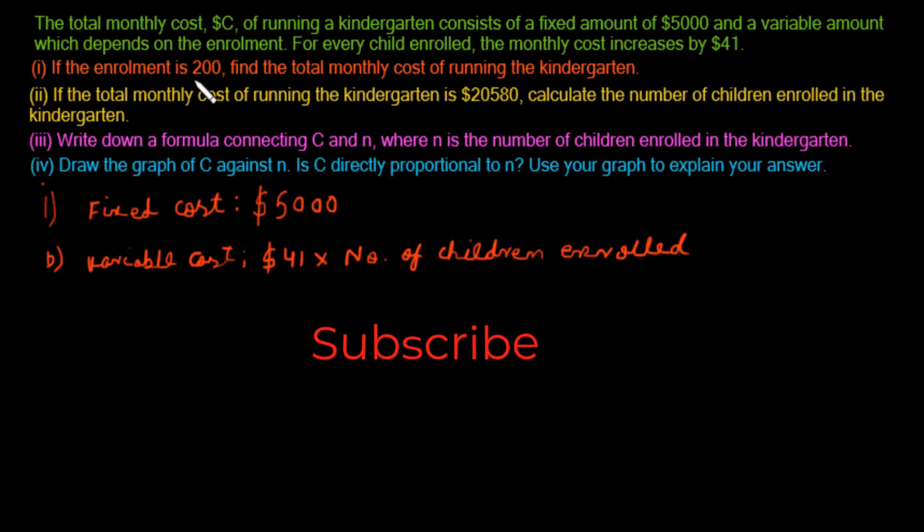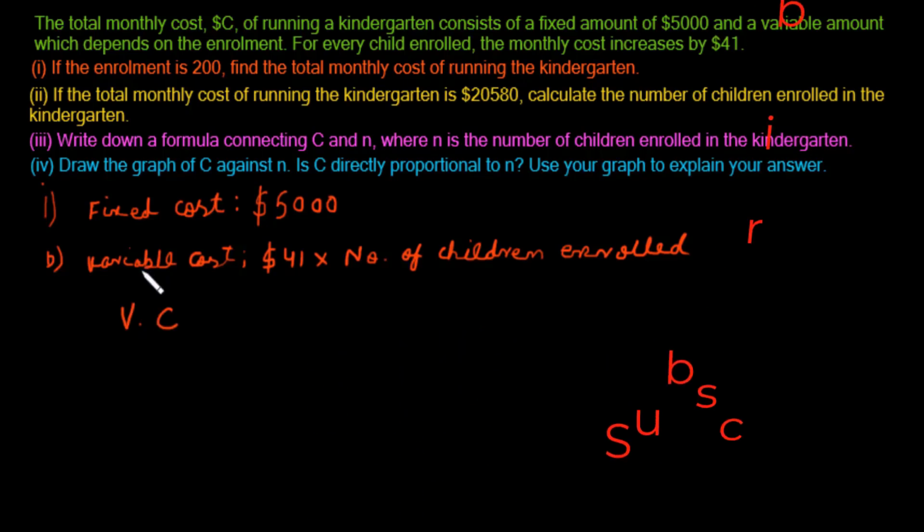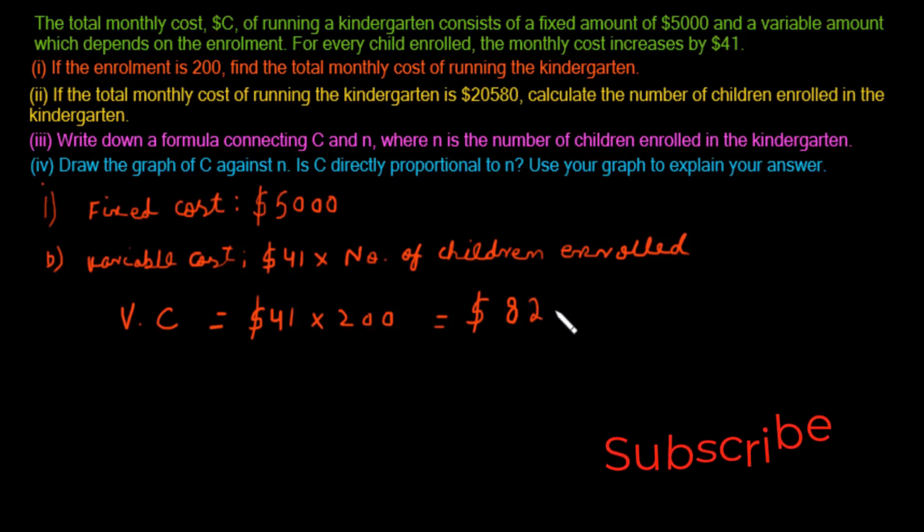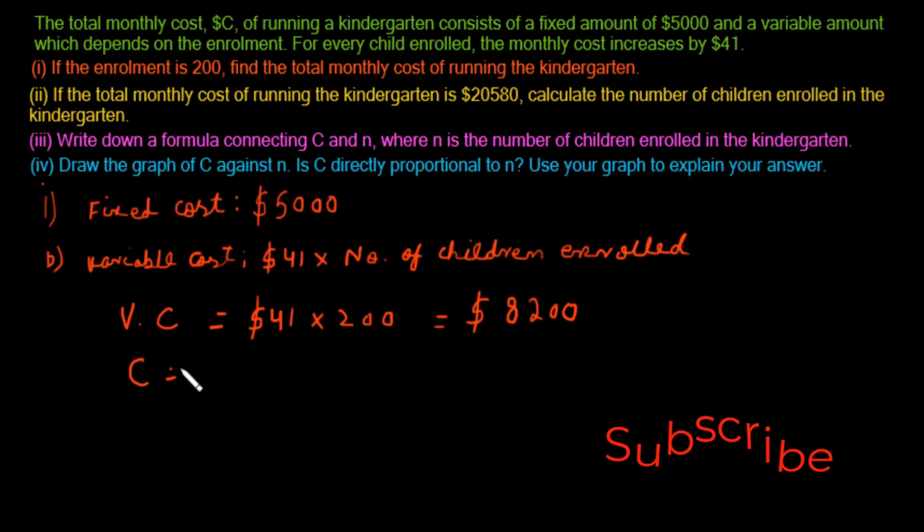For 200 children, the variable cost, let's call it V, and C for cost, will be 41 multiplied by 200. When multiplied, I will get $8,200. Okay, so this is the variable cost. Now we know that the total monthly cost, this is C, is equal to the fixed cost plus variable cost.